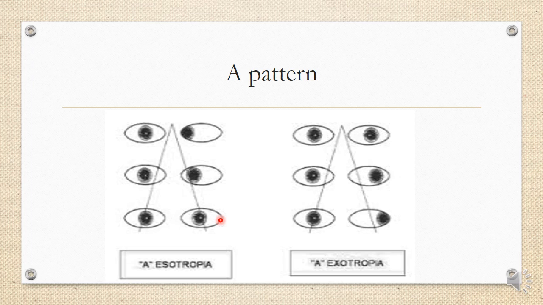And in A pattern exotropia, the point is upward and more separation is downwards. So in up gaze there is almost no or the least exotropia, and as you move downwards the exotropia will increase. If you make an A, closer means esotropia, further means exotropia. So in A pattern esotropia, up gaze you have more deviation and down gaze the least, whereas in A pattern exotropia, down gaze you have the most deviation and up gaze the least.